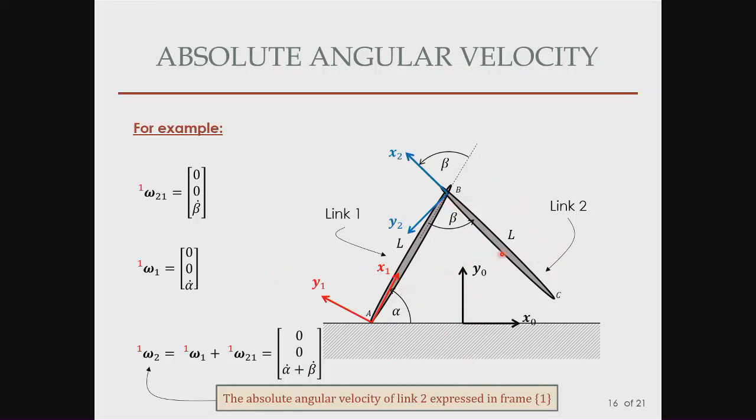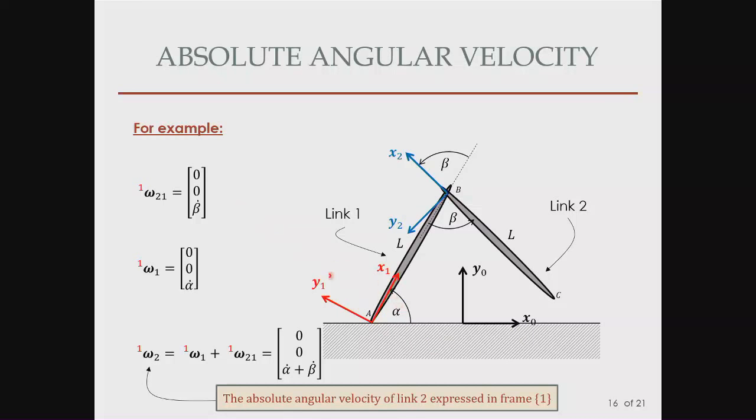Now the question is to find the absolute angular velocity of link 2. So what to do? We need to sum the angular velocity of link 2 relative to link 1 plus the absolute angular velocity of link 1. What is the absolute angular velocity of link 1? This is easy because link 1 is moving with angular rate of change alpha dot with respect to the non-moving space, right? And the axis of rotation is z in any of the drawn frames.